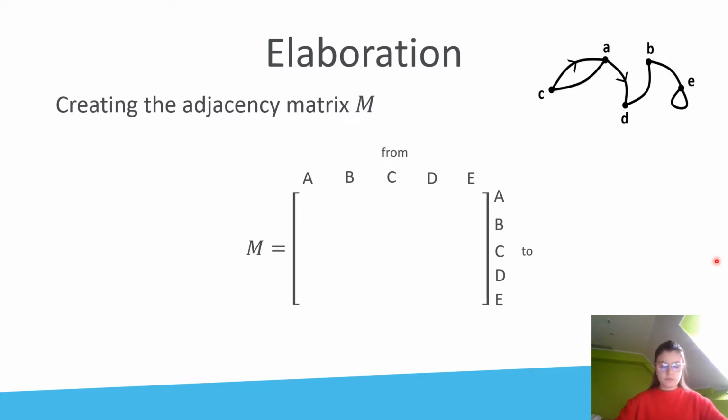Before we start filling in our matrix, we need to prepare our matrix a little bit more. On top of the letters from our rows, we put the word from. Beside the letters of every column, we put the word to. For example, here we will find the amount of connections between B and D, from B to D.